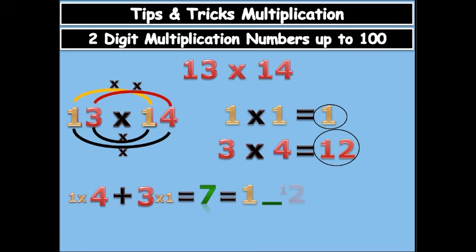So you write the first 1, and then you leave a space and write the 2. But this is 12, 3 times 4 is 12. So you take the remainder 1 and add it to 7. So your answer will be 182.